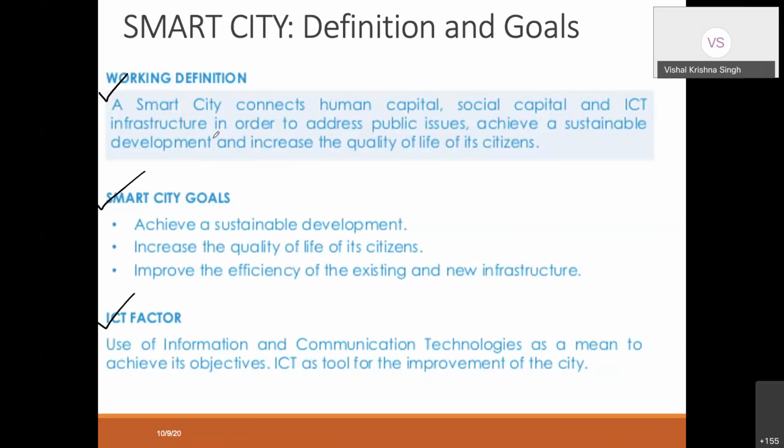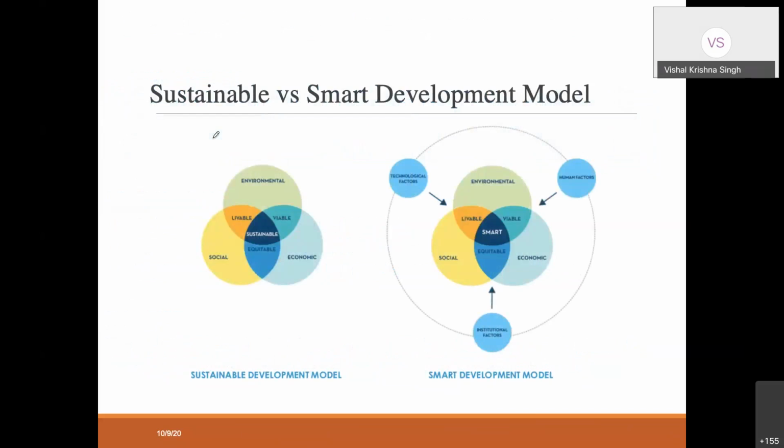Utilizing the information and communication technology, the traditional sustainable development model, which I am talking about, can be easily modified to a smart development model, right? Now, you can see there is not much difference between the two models. That is the sustainable development model, which is shown over here. Just a minute. And the smart development model, which is shown over here, right? So you can see that there is not much difference between the two models presented over here.